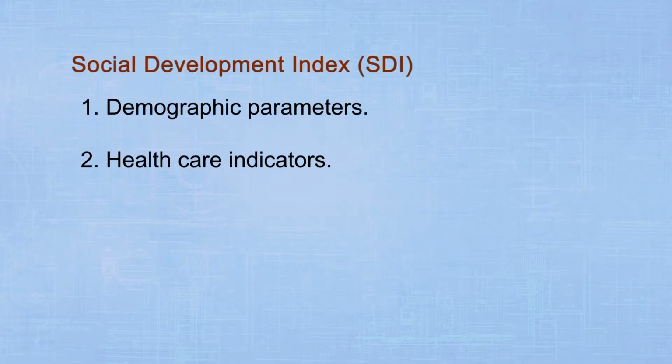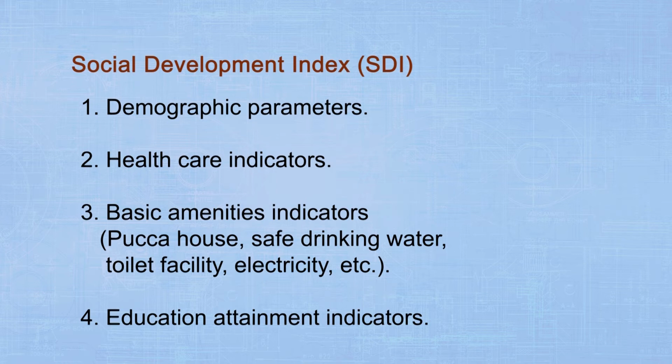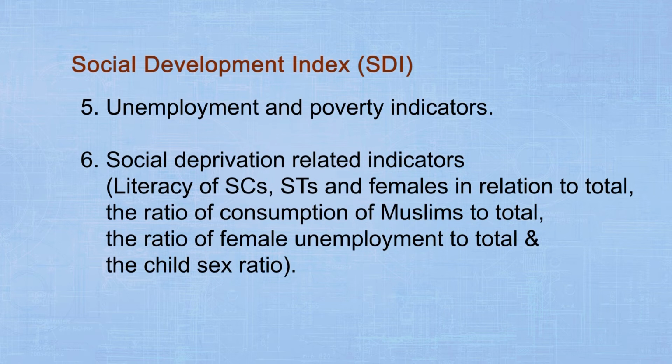Demographic parameters, healthcare indicators, basic amenity indicators like pakka house, safe drinking water, toilet facility, electricity, education attainment indicators, unemployment and poverty indicators, and social deprivation related indicators such as literacy of scheduled caste, scheduled tribes and females in relation to total, the ratio of consumption of Muslims to total, the ratio of female unemployment to total and the child sex ratio.